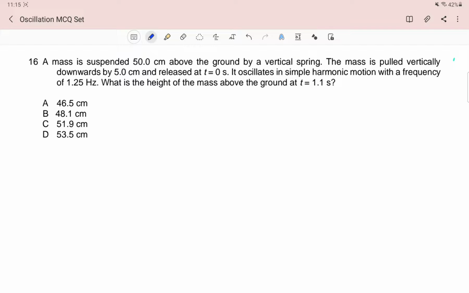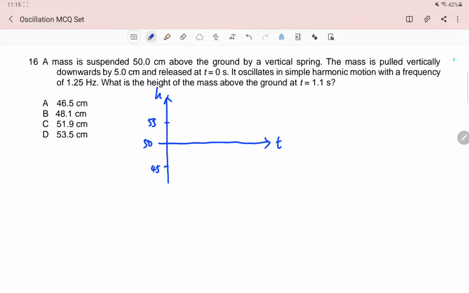Question 16, we have a SHM, right, where the displacement of the mass takes place about a 50 cm mark. So we call this H and this T. So it goes to 55 and 45.